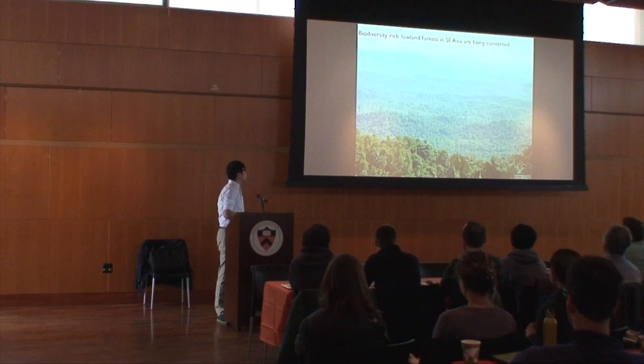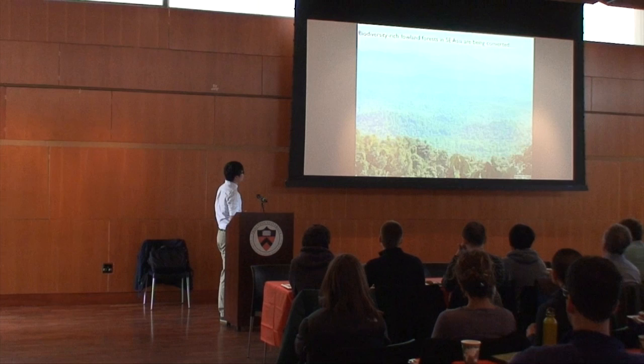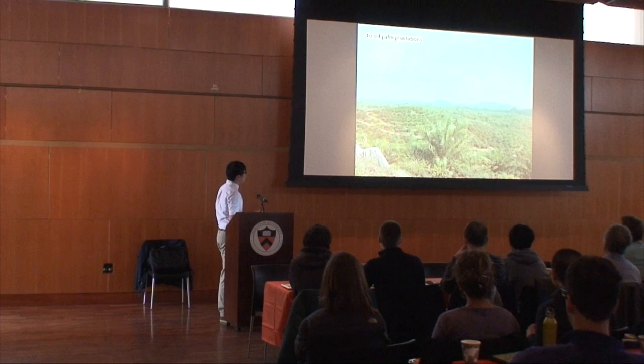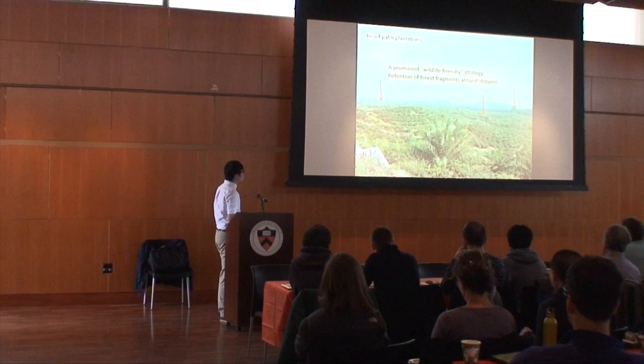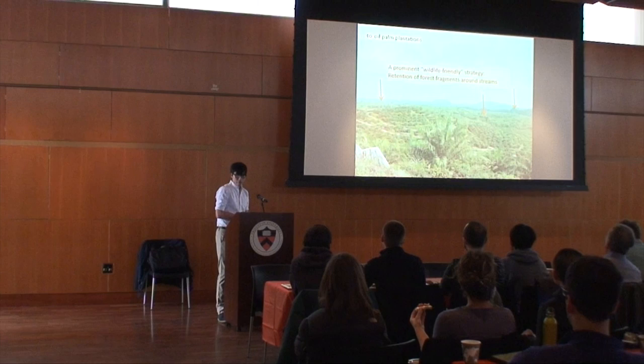The problem is that the biodiversity-rich lowlands of Southeast Asia are being converted to oil palm plantations. There's a reduction in structural complexity, as well as a more open canopy cover, and the soil gets drier, and all these associated impacts. So a prominent wildlife-friendly strategy is to actually retain forest fragments around streams, and also in areas with no streams. However, not all plantations actually adopt this strategy.